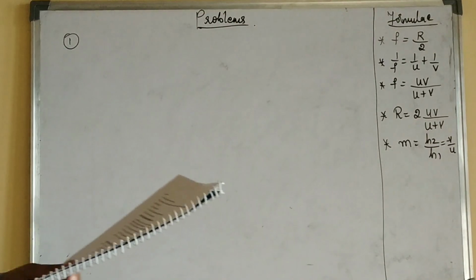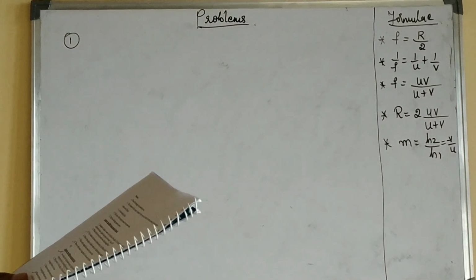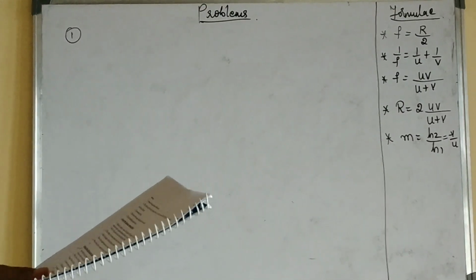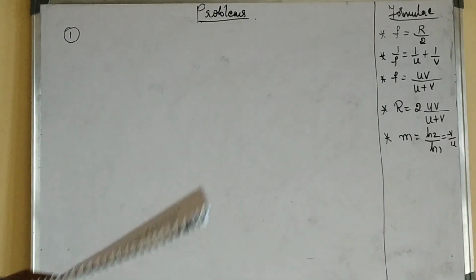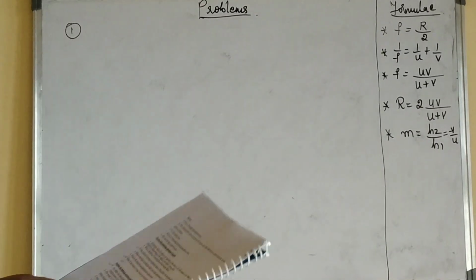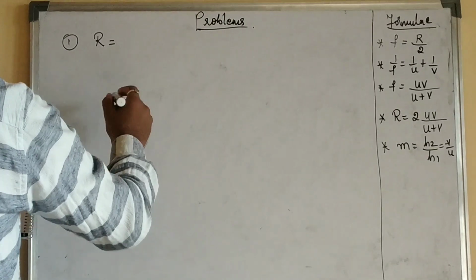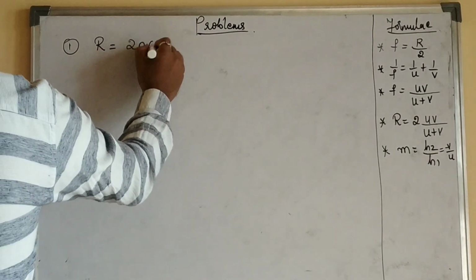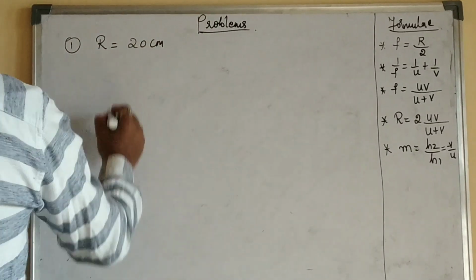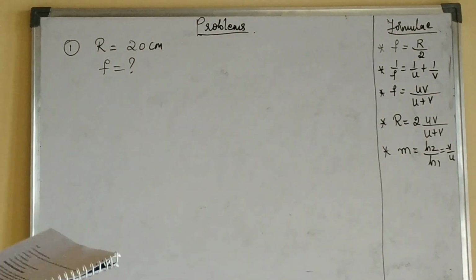So just read out the problem. Listen. The radius of curvature of a spherical mirror is 20 centimeter. What is its focal length? Very simple problem. They have given the radius of curvature. So radius of curvature is equal to 20 centimeter. Then you have to find out what is the focal length.